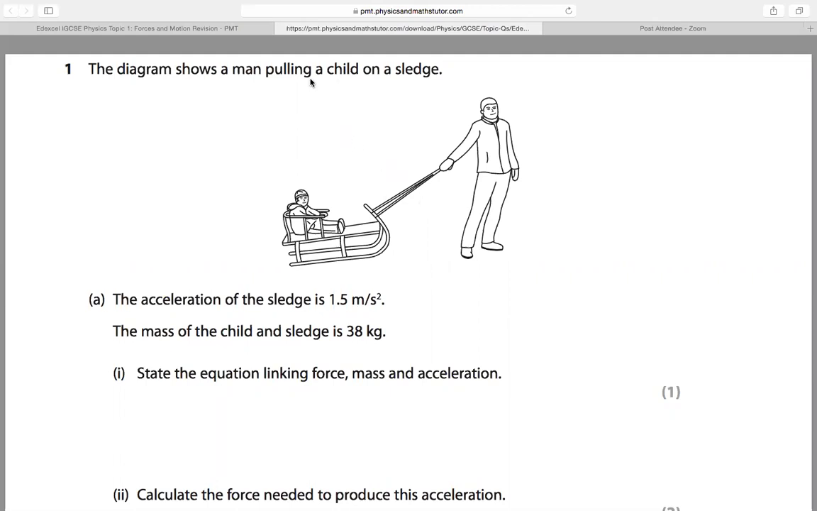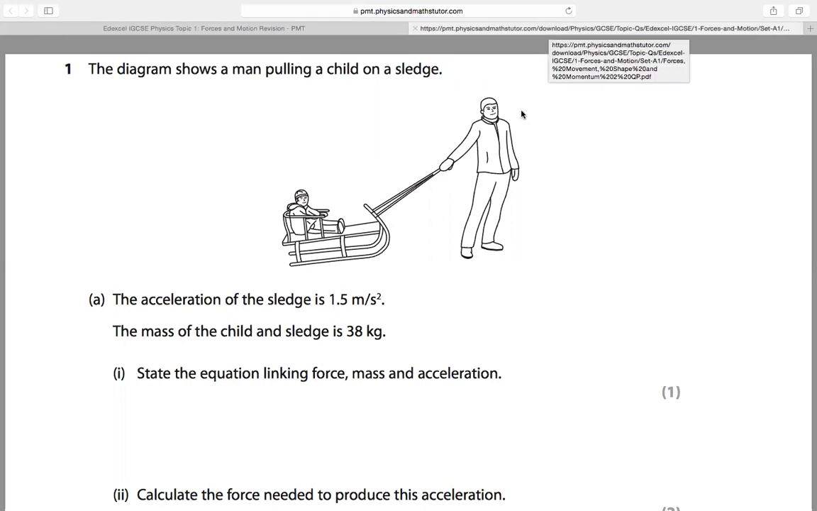Okay, let's start. The diagram shows a man pulling a child on a sledge. So the acceleration is 1.5 meter per second per second. The mass is 38. State the equation linking force, mass, and acceleration. Who wants to try? Force equals mass times acceleration. Correct. So they're saying state the equation that links force, mass, and acceleration. It is force equals mass times acceleration. So that's your answer for number 1A1.